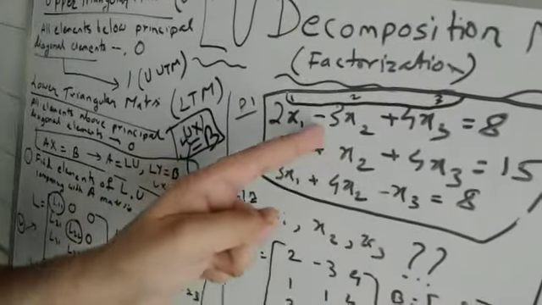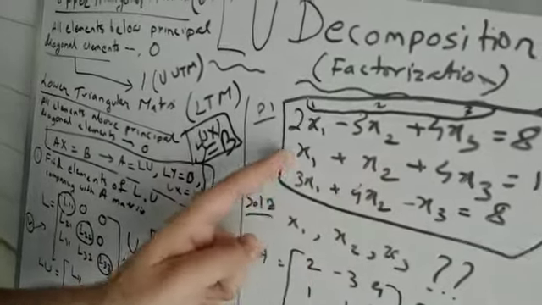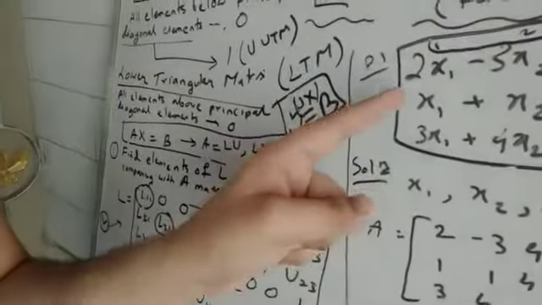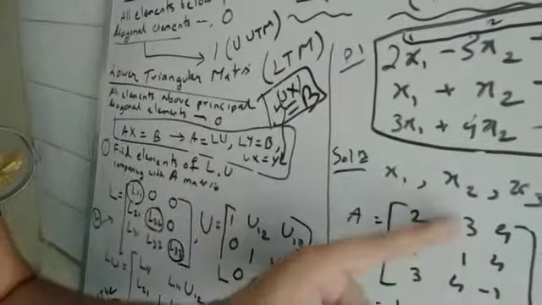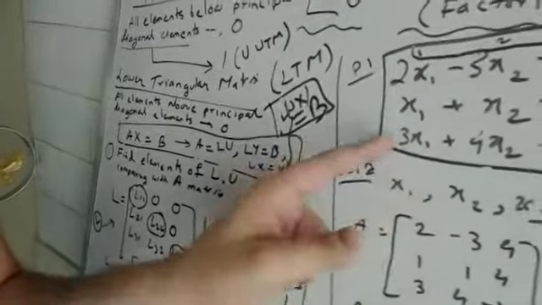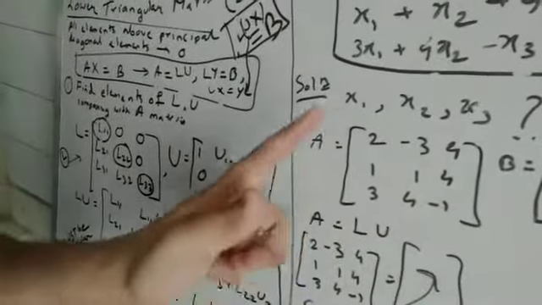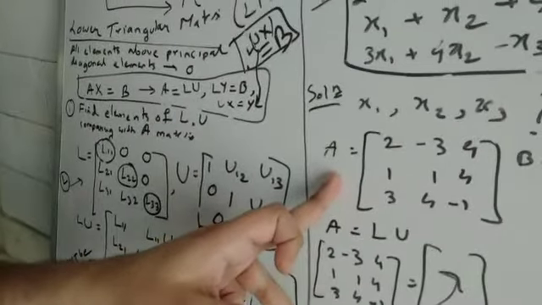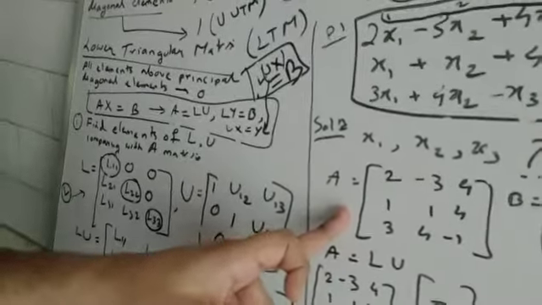Pick the coefficients, and this will be set to A. I told you it will be set to A. So 2, minus 3, 4, 1, 1, 4, 3, 4, minus 1. So this is your coefficient matrix. Fine. So we have written the coefficient matrix. We have identified the coefficients.